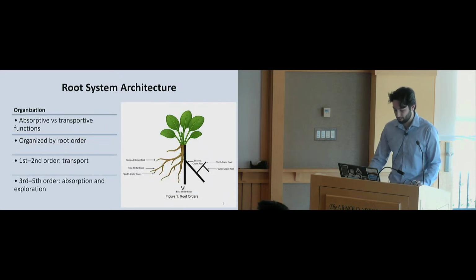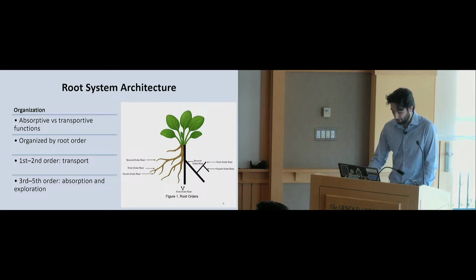So when we talk about root system architecture, we're referring to several things, including total root length, branching intensity, diameter distribution, and root order structure. These can roughly be organized into two broad functional groups. We have absorptive and transportative roots. First and second order roots are typically transport heavy, whereas third to fifth order roots are absorption and exploration heavy.